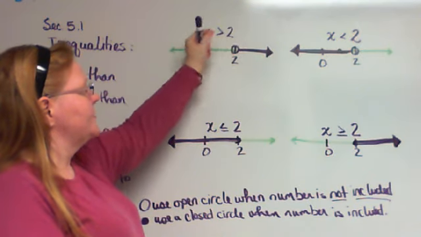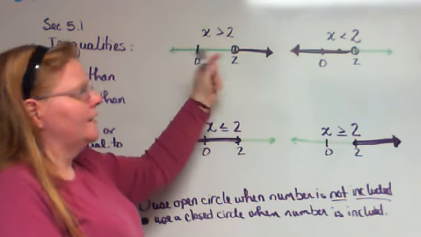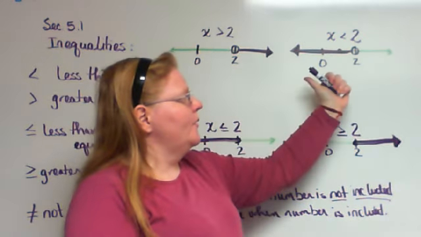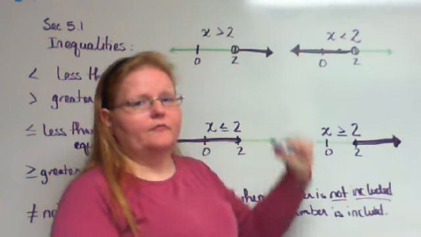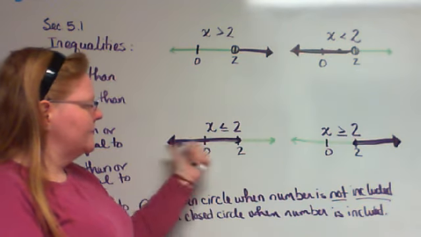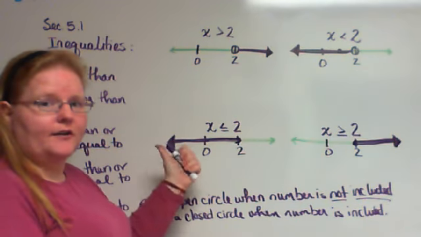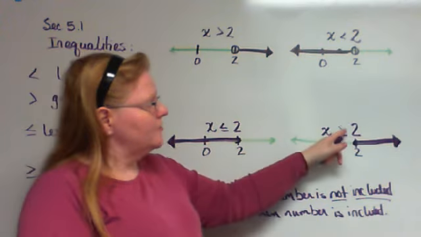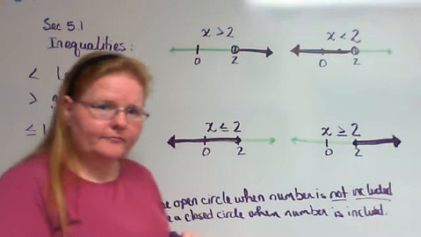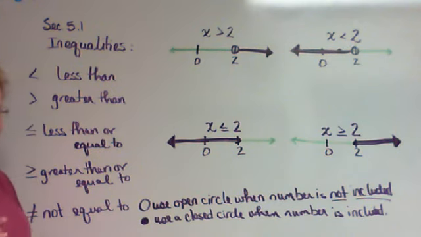This arrow points that way, so I shaded that way. This arrow points that way, so I shaded that way. This arrow points that direction, so I shaded in that direction. This little arrow points that way, so I shaded that way. That'll work every time as long as your letter's on the left-hand side. If your letter isn't on the left-hand side, it doesn't work. Not at all.